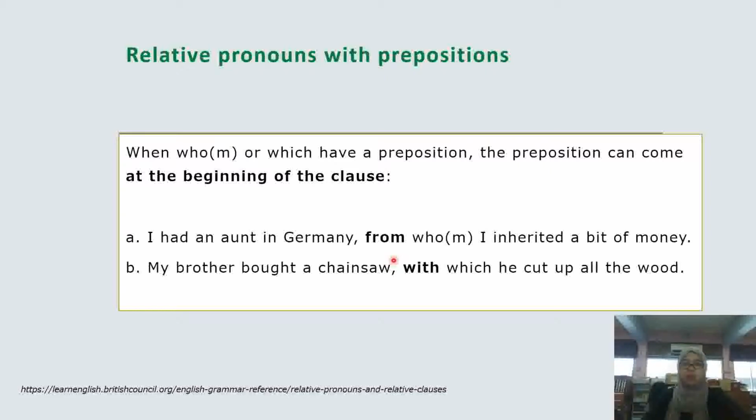Now look at B. My brother bought a chainsaw with which he cut up all the wood. So with is the preposition, and which is the relative pronoun. This is the preposition that appears at the beginning of the clause. Later we will see how it is when the preposition is at the end of the sentence or of the clause.